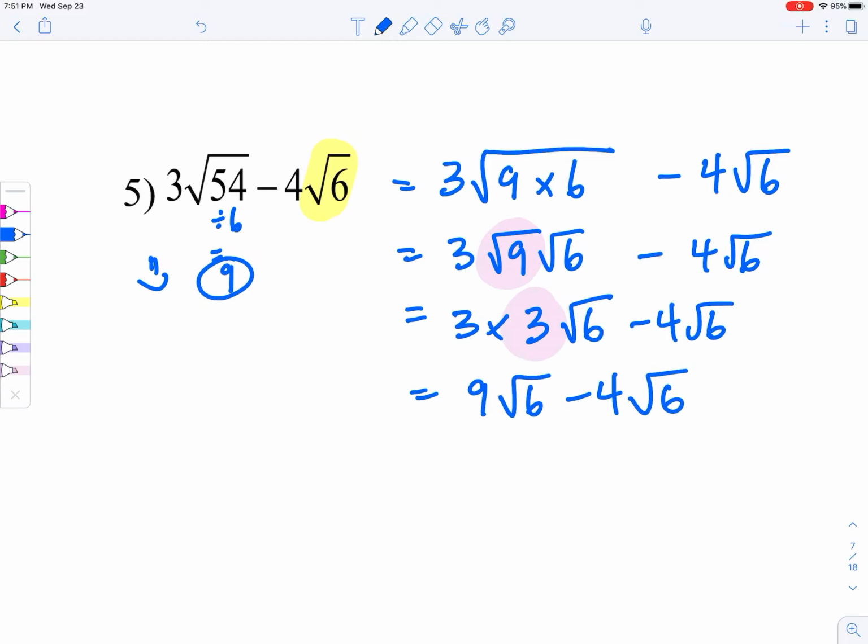Now that we've done all this, the guts match, the radicands match. So I'm going to subtract the coefficients. So 9 root 6's, take away 4 root 6's, leaves me with 5 root 6's.